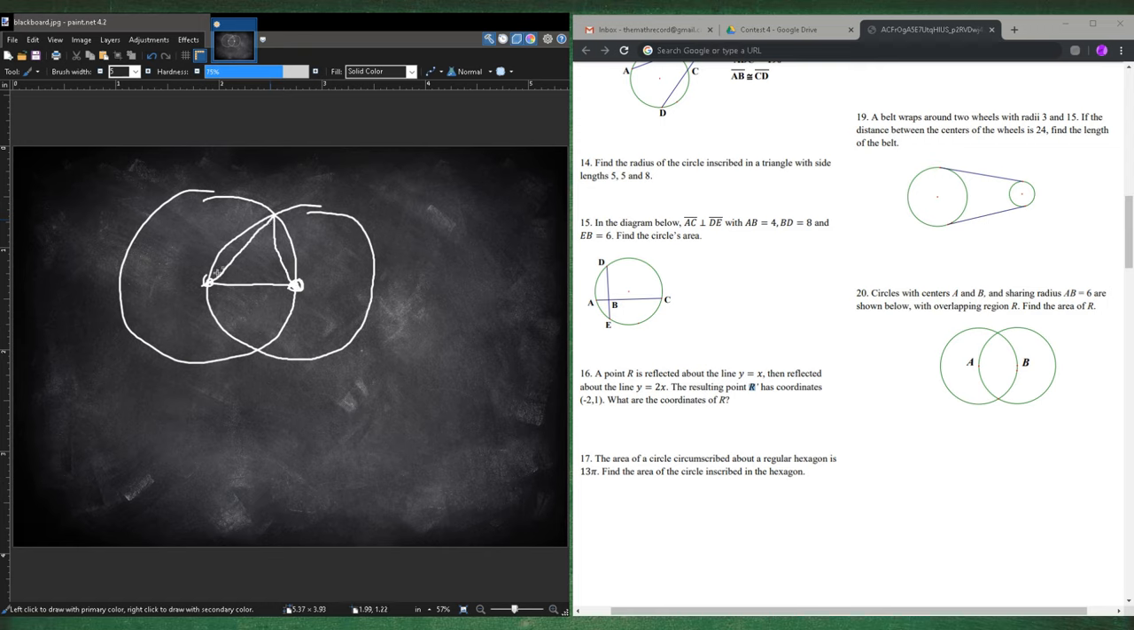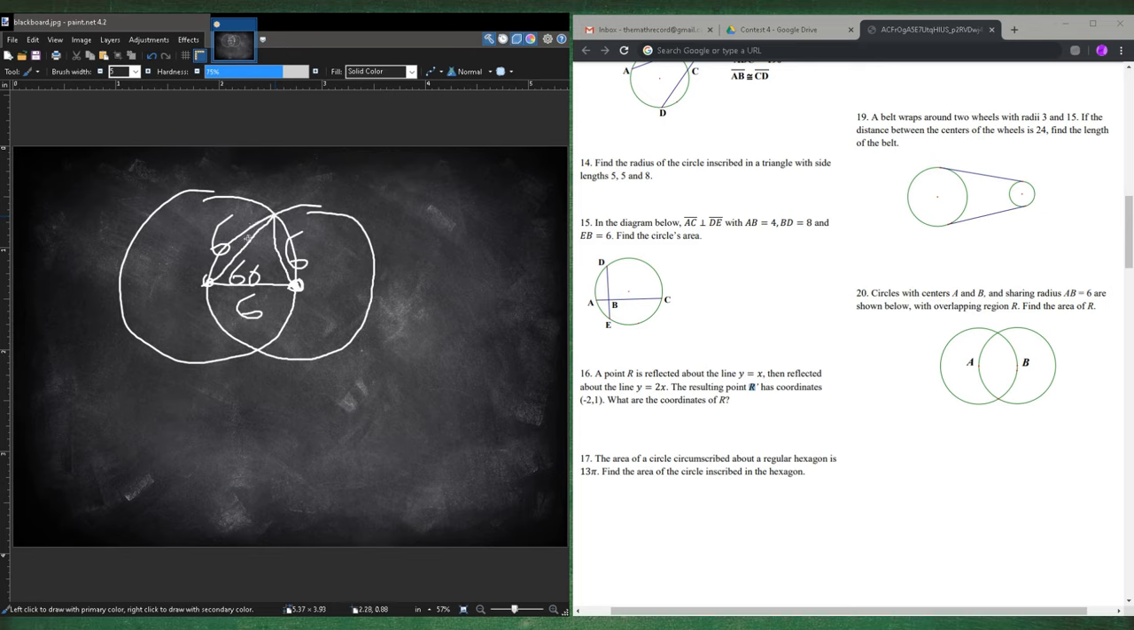Since this is length 6, right? Since it's the radius of this circle, this is 6. And this is 6 because it's the radius of this circle. And since they both share radius 6, this is an equilateral triangle. So this tells me that this is 60 degrees. All of these are 60 degrees. So it's an equilateral triangle, basically. That's all you need to know. So since this is 60 degrees, right?